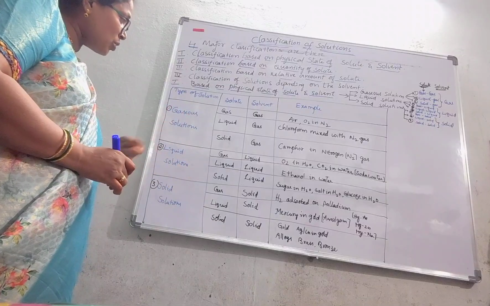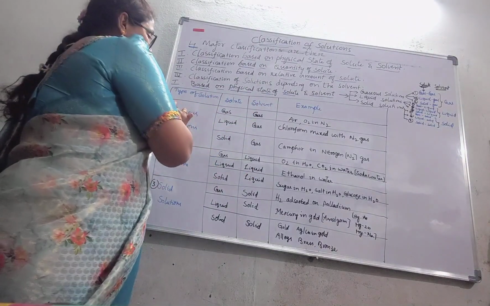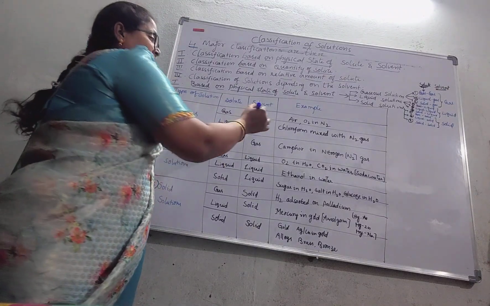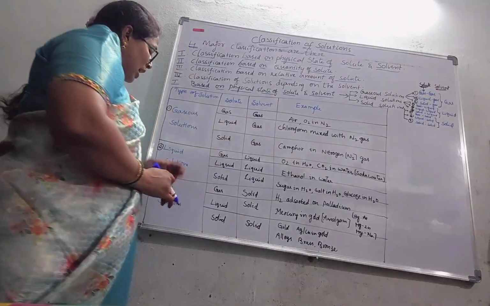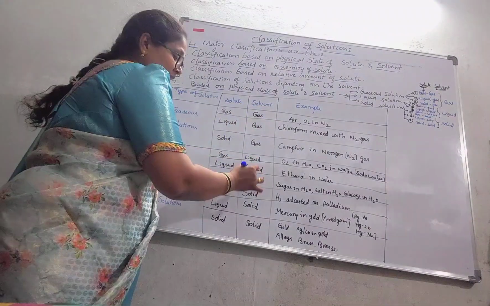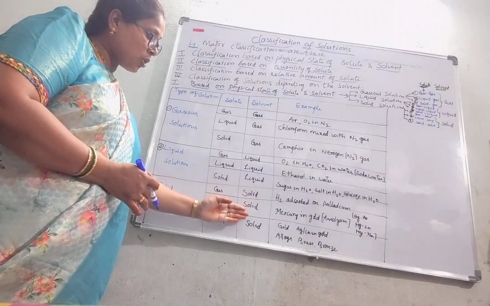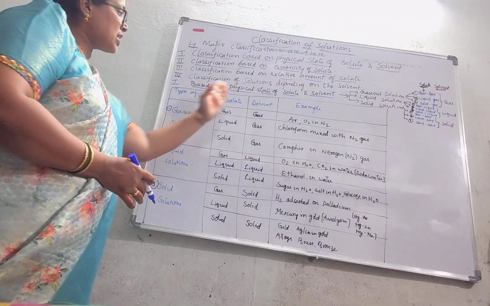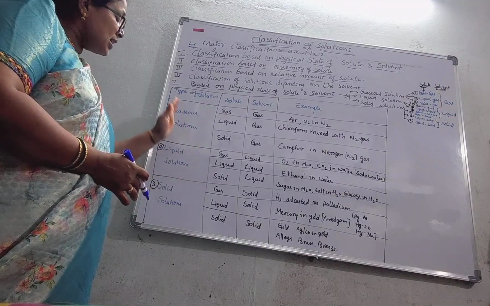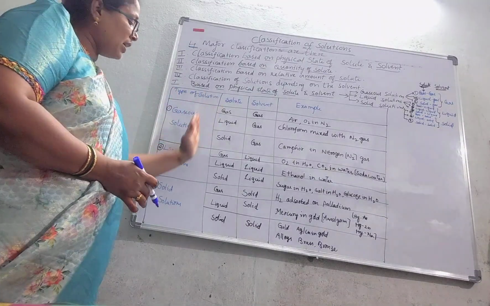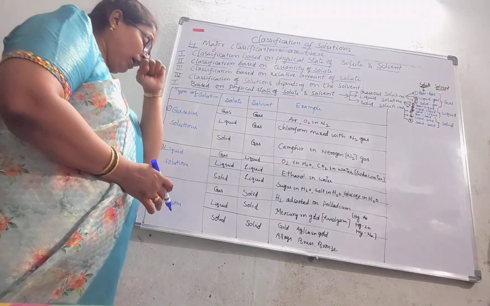This is based on the physical state of the solvent. In gaseous solutions we take gas as a solvent, in liquid solutions we take liquid as a solvent, and in solid solutions we take solid as a solvent. Based on the physical state of solute and solvent, there are three major types of solutions. Each of these three types is subdivided into another three, so totally there are 9 types of solutions.